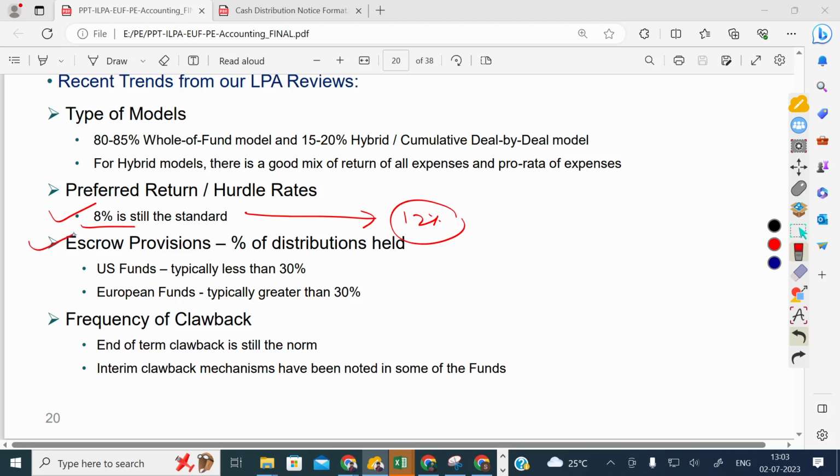Escrow provision: US funds typically less than 30%, European funds typically greater than 30% distribution helps. So it means fund managers, if they receive any distributions, they need to maintain the escrow account and park the funds to complete the deal period. After that they can utilize it. So we'll discuss how this escrow works while calculating all these terms in a calculator so that you can relate it.